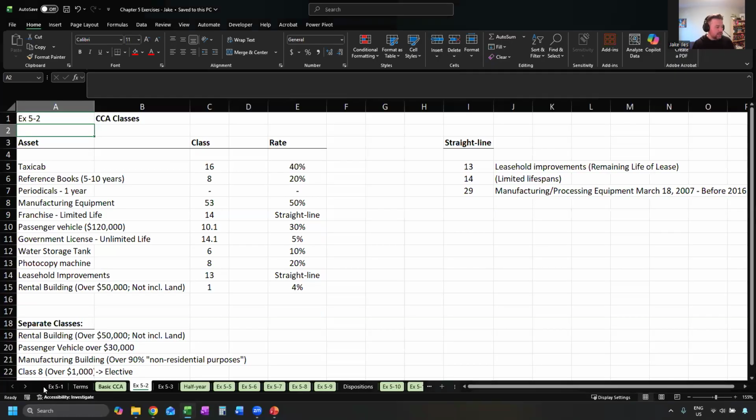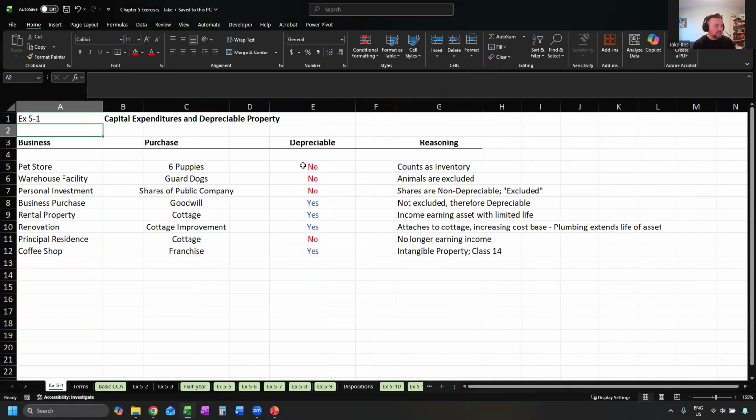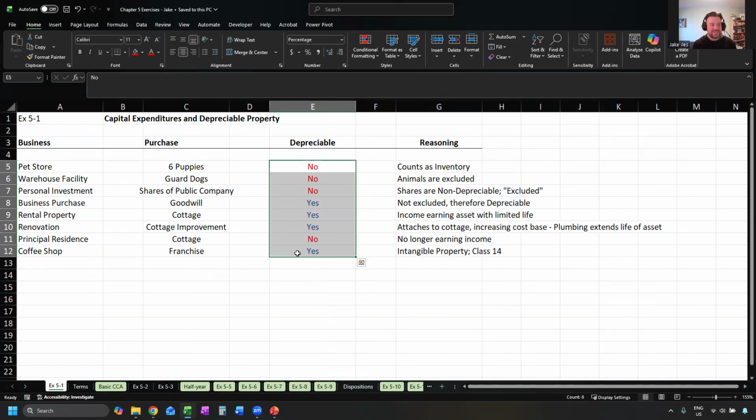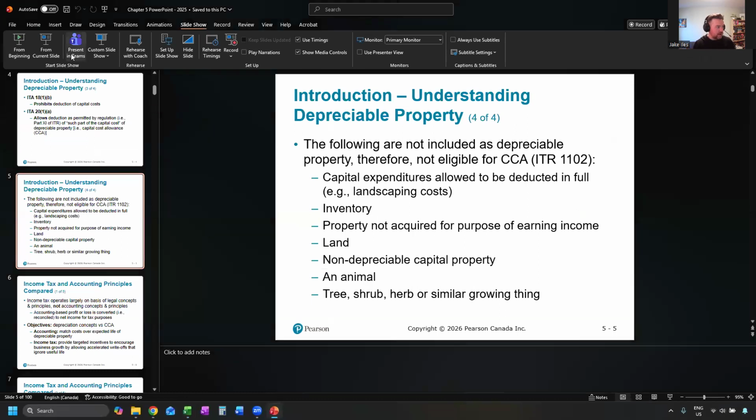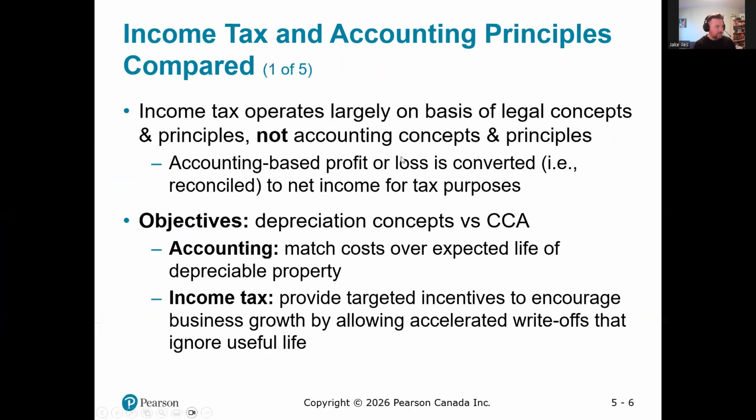In the solutions, I've provided just a short reminder list, so you don't have to go through the entire discussion to know what it is. Six puppies, no, counts as inventory. We have our simple reasonings here. Okay, I just want to get a couple more slides through before we end this first video.